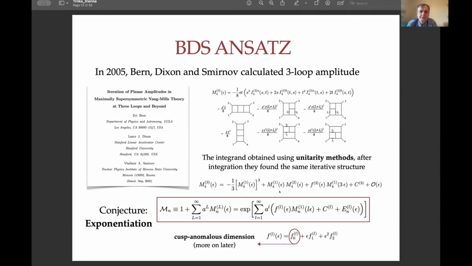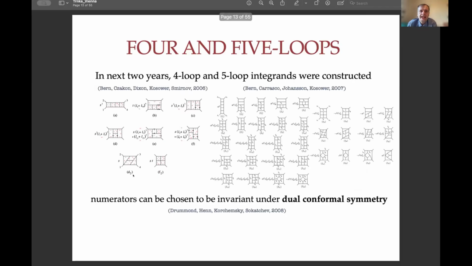So this was at three loops. This was conjectured based on the three-loop result. And in the next couple of years, the 4-loop integrand and 5-loop integrand were constructed. In the meantime, the dual conformal invariance was discovered in this theory. So these numerators are now typically chosen to be dual conformal invariant.